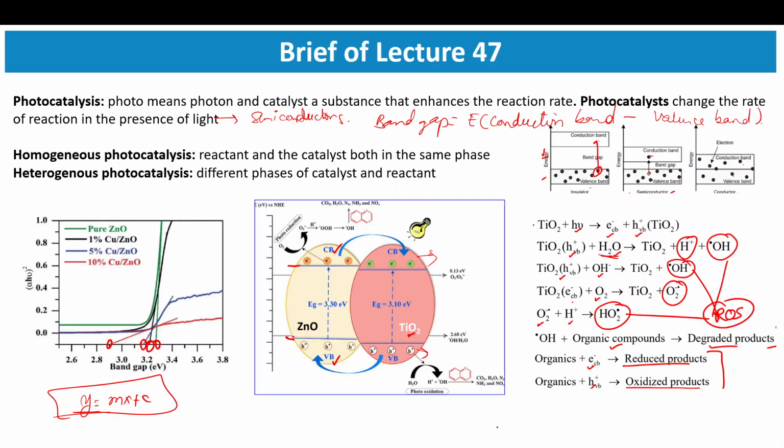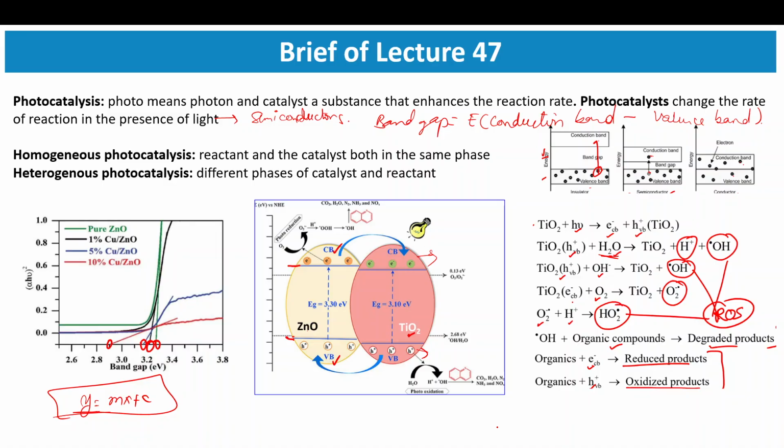Any process which involves a same-phase reaction, where both the catalyst and the reactant, which are the organic compounds, are in the same phase. Since organic compounds are in the liquid or aqueous phase, the catalyst will also be in the liquid phase. If they are both in the same phase, you can term it homogeneous, because homogeneous here means same phase. While heterogeneous involves multiple phases, right?